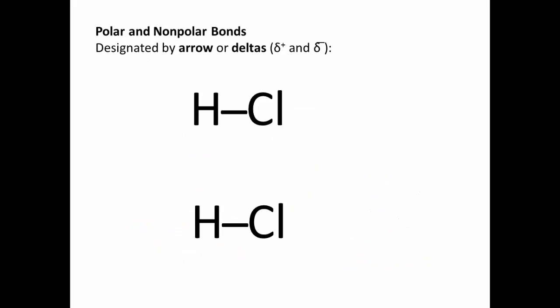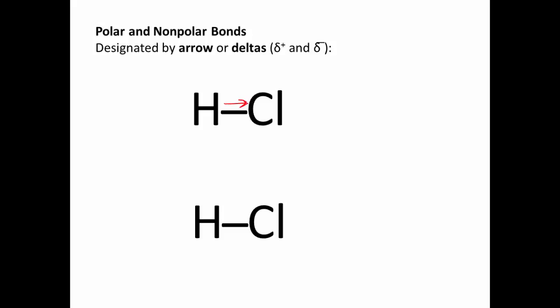We can denote these poles in two different ways. We can use arrows or deltas. I'm going to show you both of these denotations. In class, we are going to be using the arrows more commonly. So if we take a look at the HCl bond, we know that the more positive area is going to be by the less electronegative atom H. So we draw an arrow to show the electrons hanging out by the more electronegative atom.